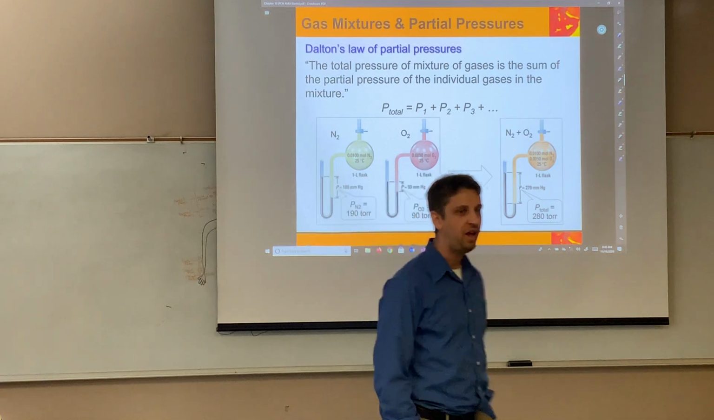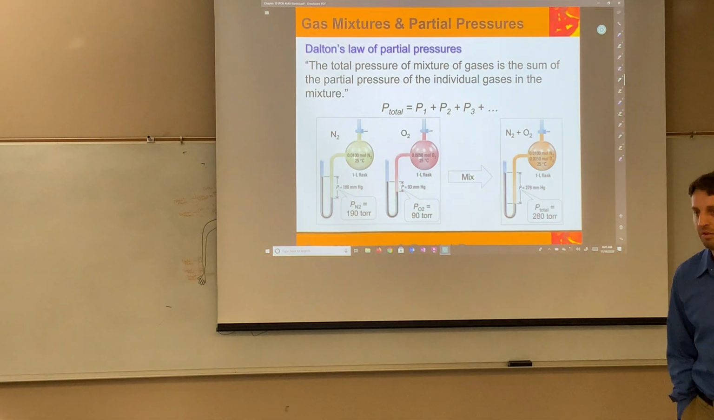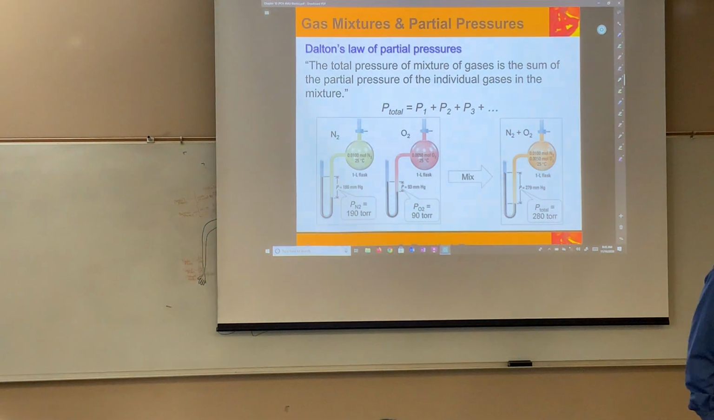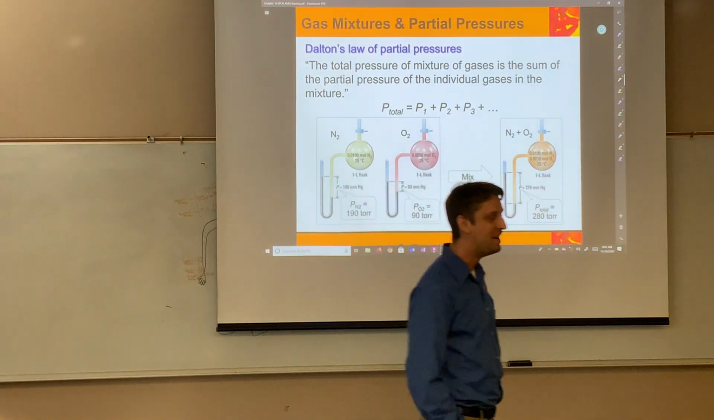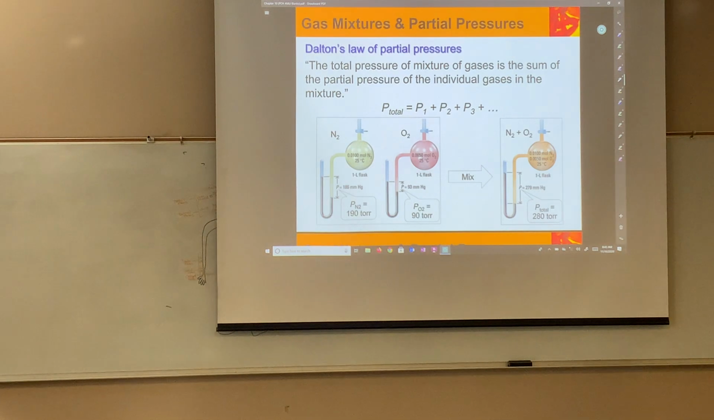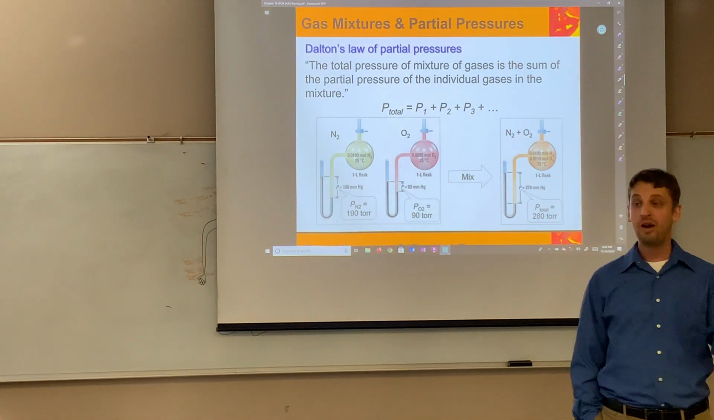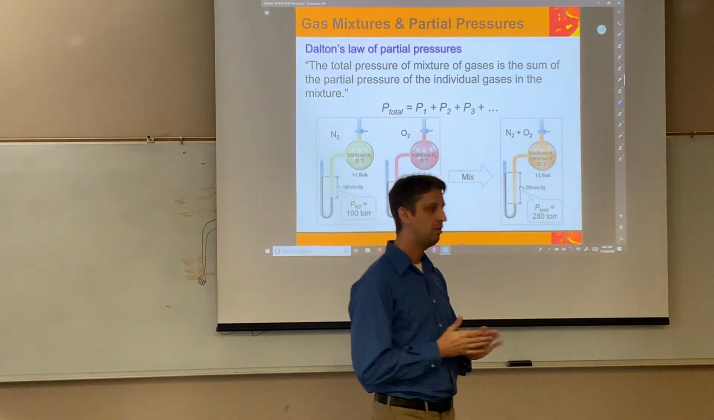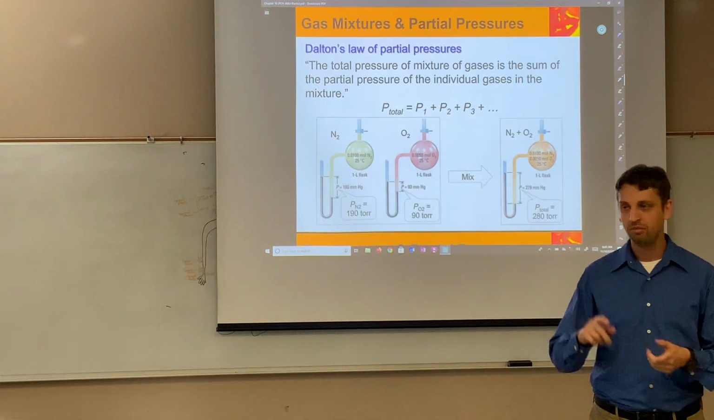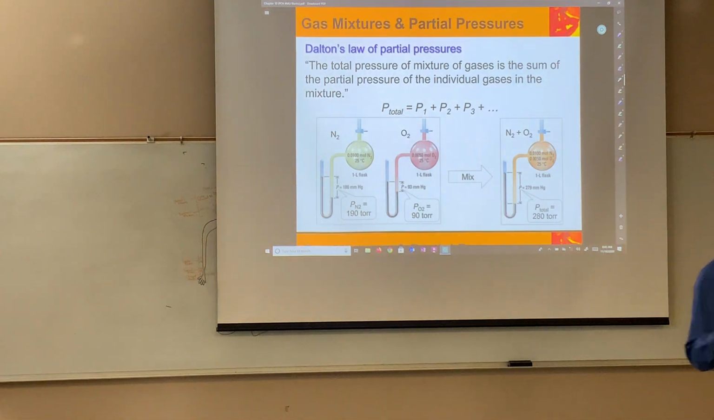Just like you have multiple classes, and some of those classes exert more pressure on you than others, but all the stress you feel is a sum of all that different pressure. The individual gases in a mixture each exert their own pressure, but the total pressure is just a sum of those individual parts. Does that make sense? Can you calculate individual pressures of a gas? Sure. What information do you need? Volume, moles, temperature, and then you can calculate pressures.